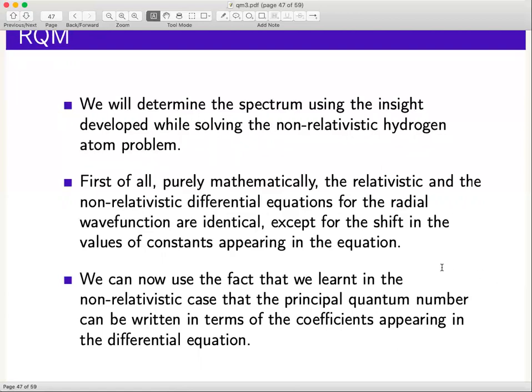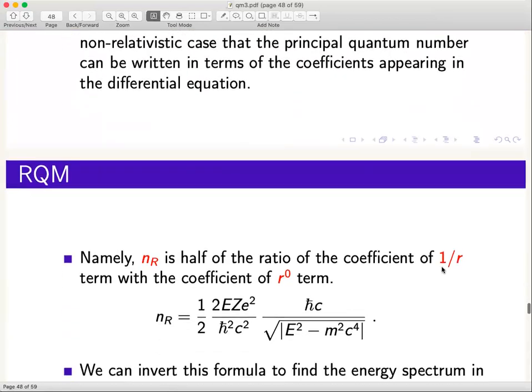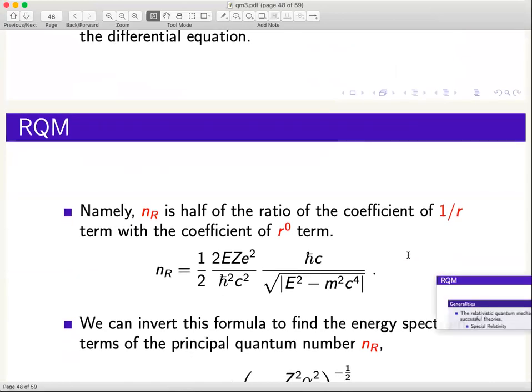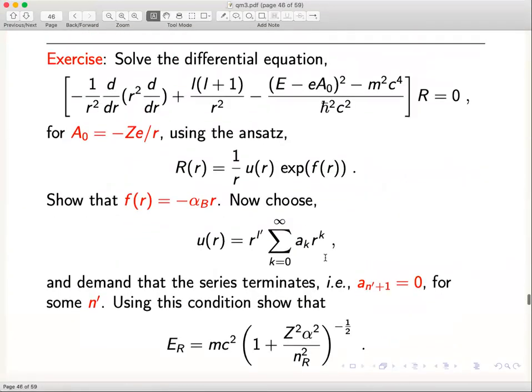Okay, so we will use that trick to obtain the spectrum. Okay, so the principal quantum number for the relativistic problem, let me call it nr, is, we use the same technique, half times the ratio of the coefficient of the 1 over r term with the coefficient of the r to the 0 term. Okay, so there are these two coefficients which we had listed.